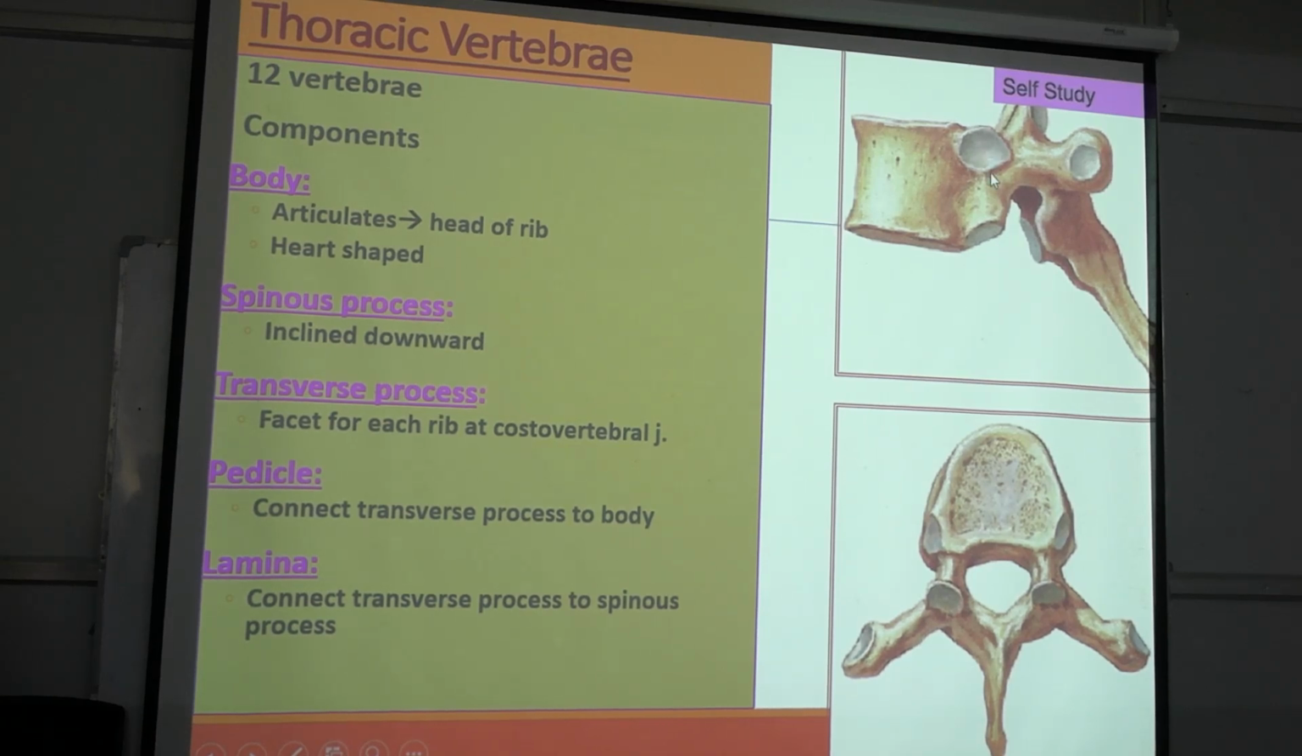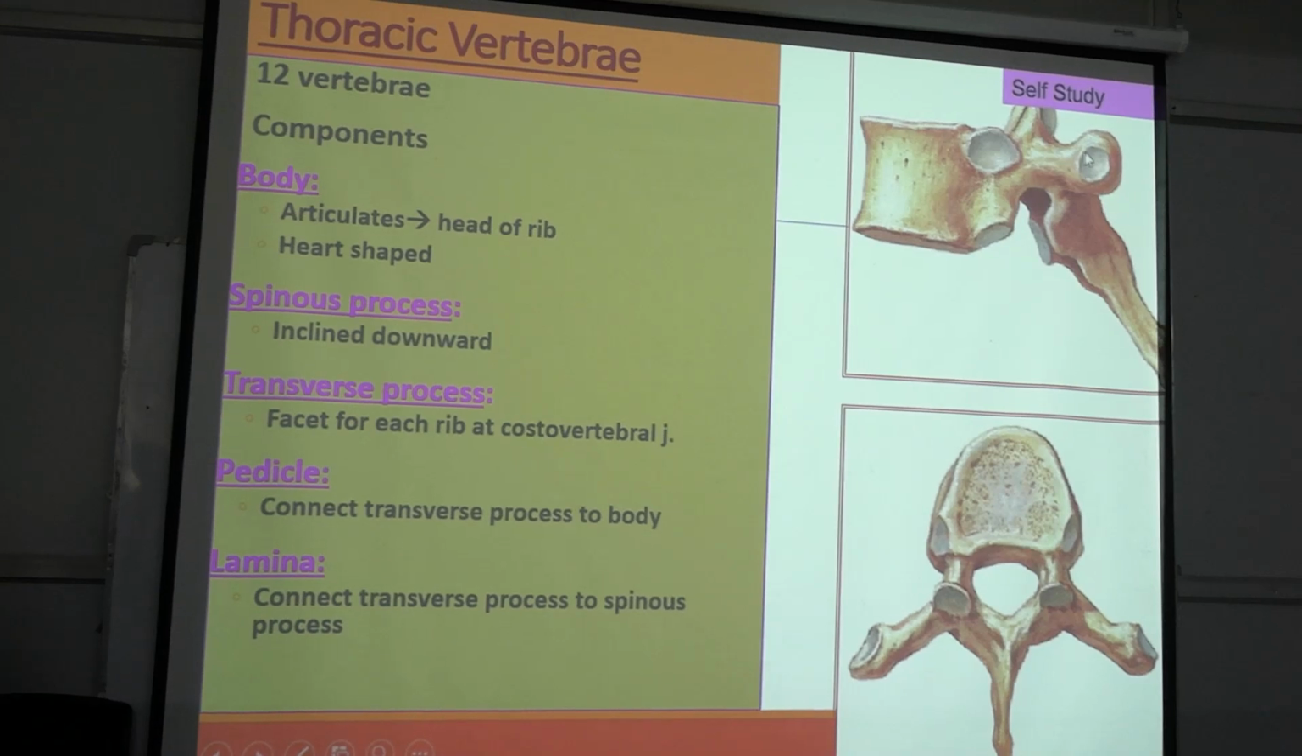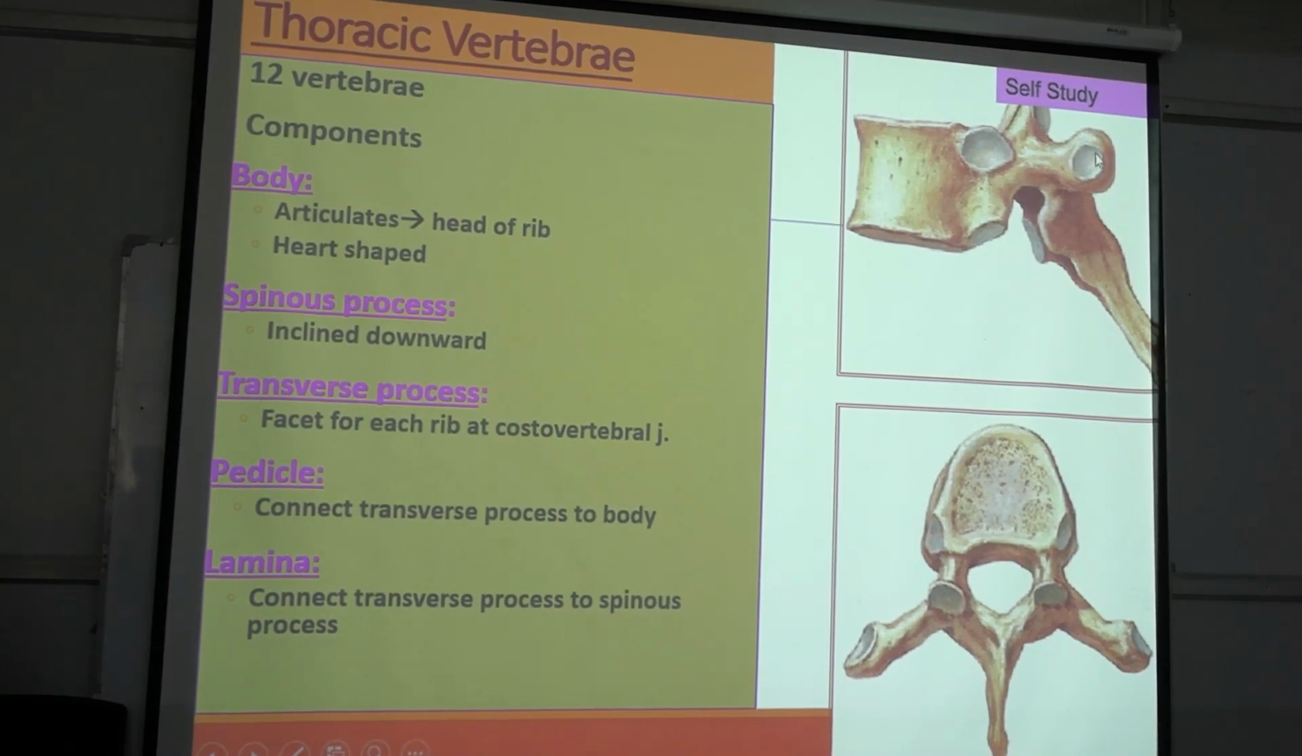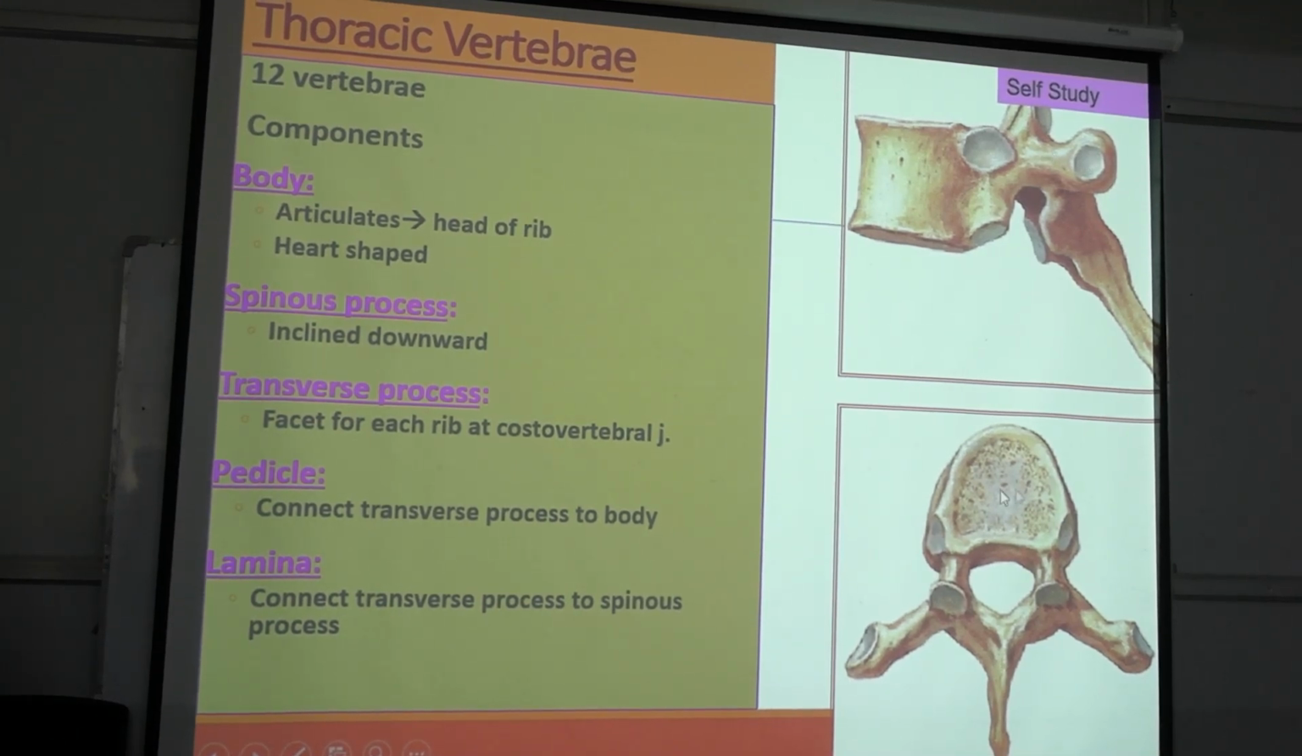This body is for articulating with these ribs, or the head of the ribs. On a vertebra you have two facets, one above and one below, and the transverse process has a facet which articulates with the rib. This is seen from above, and this is what you see from the sides of the vertebra, articulating with the ribs, above one and below one. The inferior one, the lower one, articulates with the same number vertebra, same number rib.